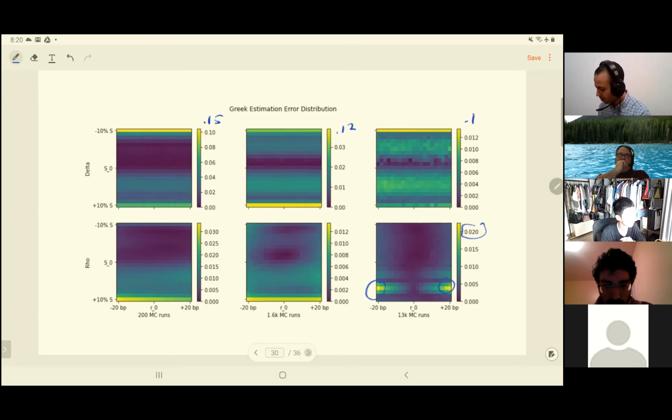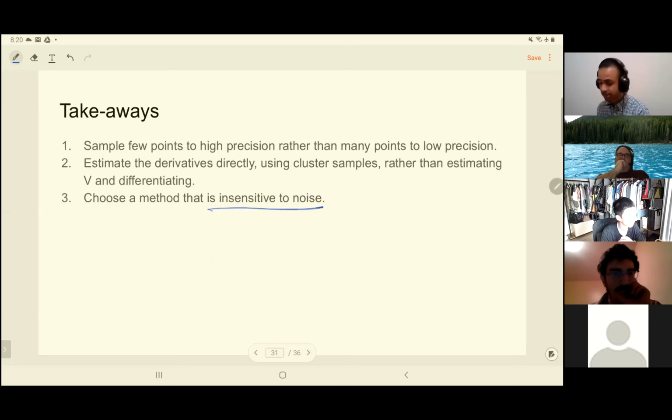So the takeaway that we get from this one is that we want to choose a method that's insensitive to noise. We want to have some way of accounting for the fact that the measurements that we're reading are noisy.